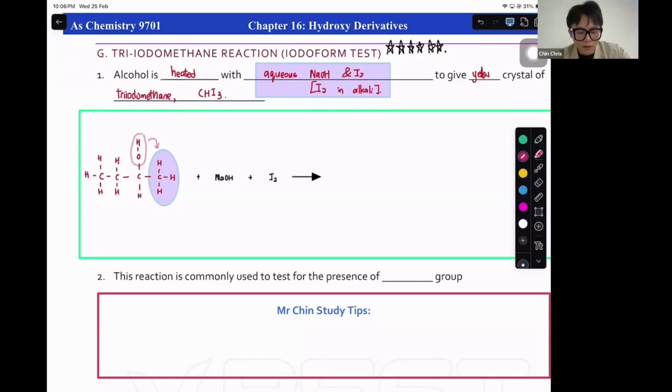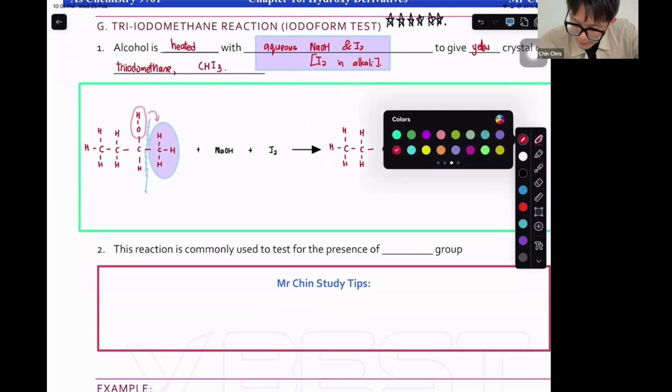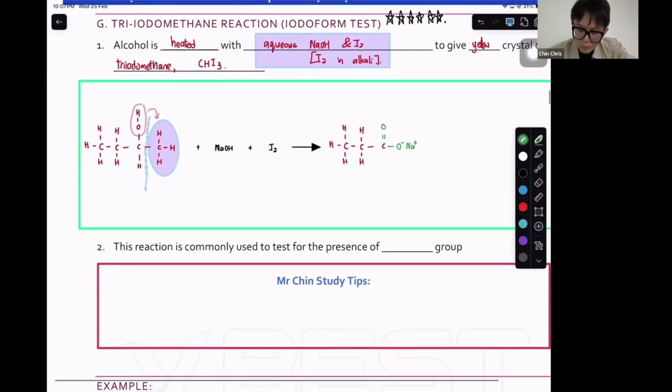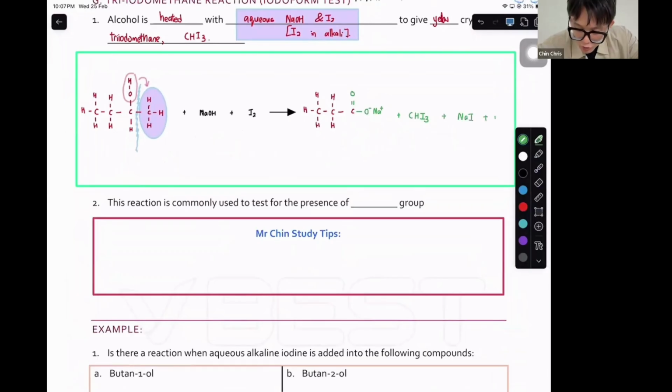So guys, what you're going to do is break this part completely. When you break this part completely, this entire thing is going to turn into a carboxylate ion. So how does it look? It's going to look something like that now. You get a C double bond O and an O-Na. This entire thing will break up, and the CH3 will turn into a CHI3. Then you have NaI and H2O.